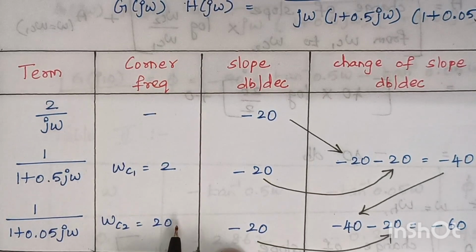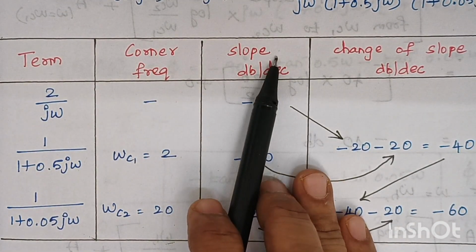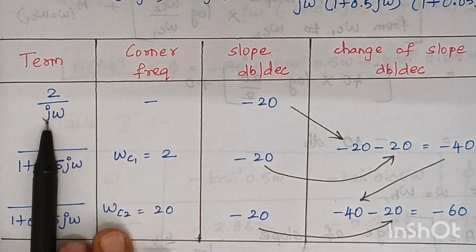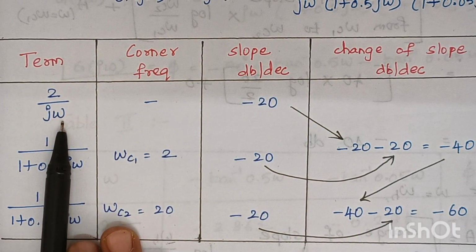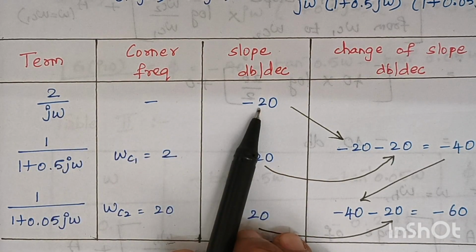After writing this, next we have to frame the slope. How to write the slope here? An omega in the denominator gives a slope of 20 decibel. Since it lies in the denominator, here it gives minus 20, right?